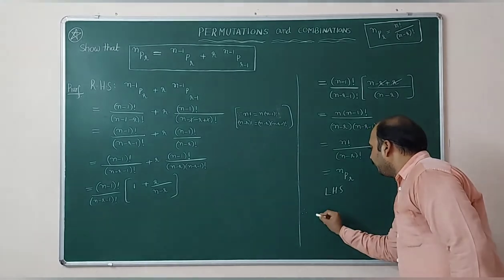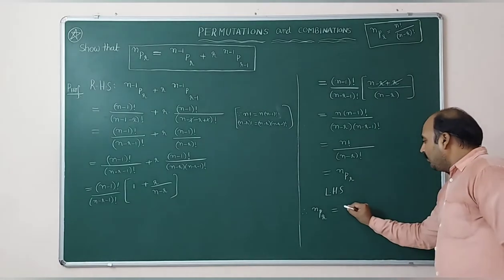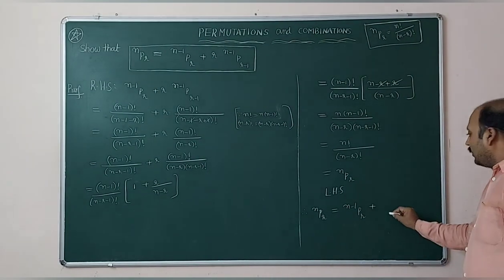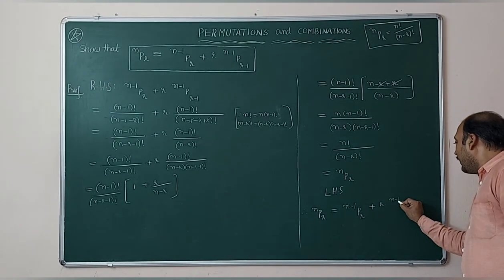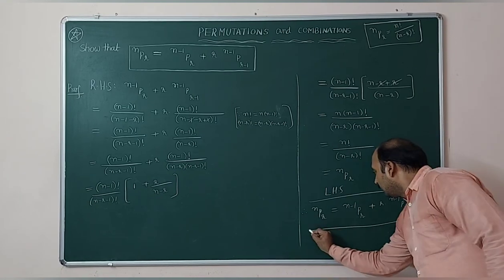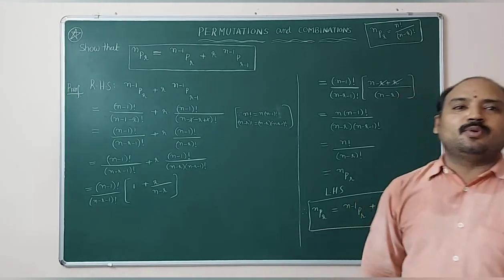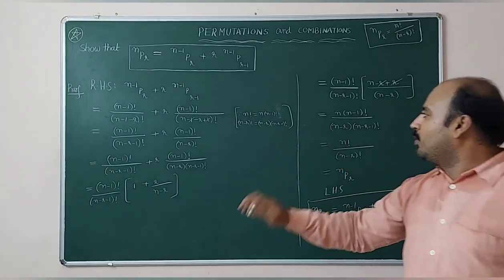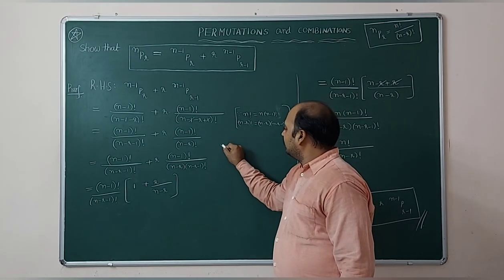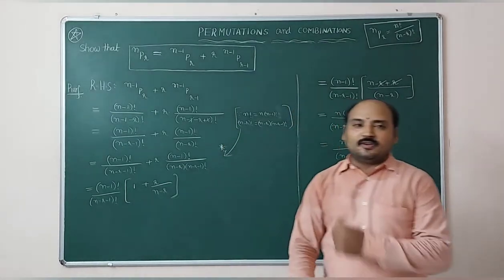Therefore, conclusion step, NPR is equal to n minus 1 PR plus r into n minus 1 PR minus 1. This is the way we can prove the results. Dear students, which is very important, this is the turning step here. In this case, this is the turning step. I am keeping here star mark for learning.